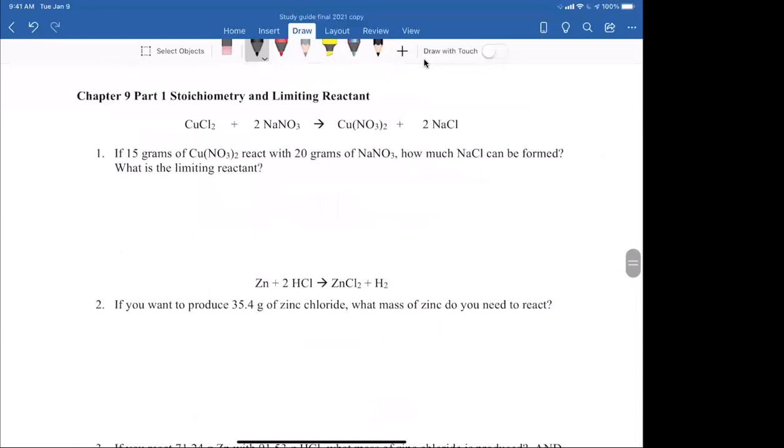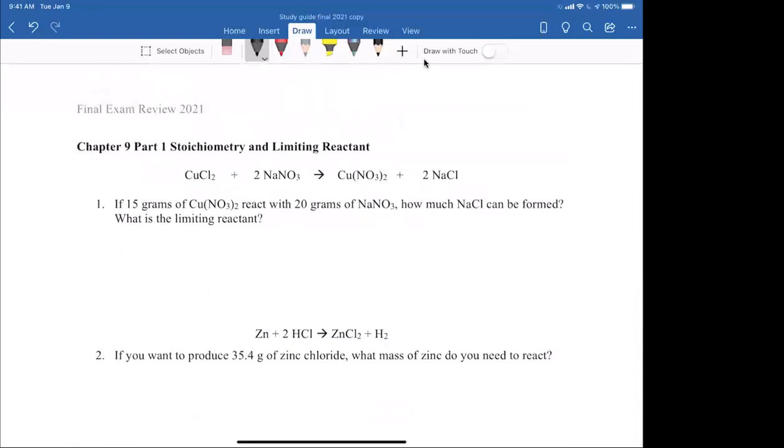Now let's look at some stoichiometry, guys. Stoichiometry is very, very important. It's very important that we actually understand this. And just a reminder, you'll always have a formula for a stoichiometry problem.